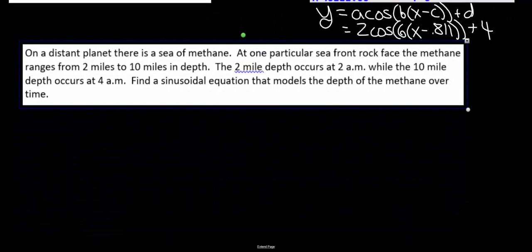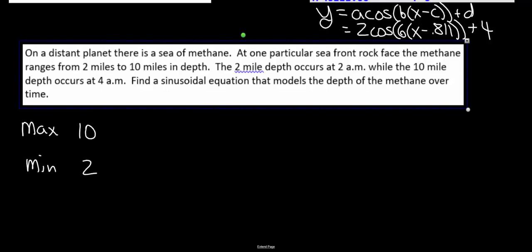Now, let's think about this one. So we've got this distant planet where there's a sea of methane. Now, the methane rises from 2 miles to 10 miles in depth. So it's like we have a high tide and a low tide, right? So what they gave us here was the low point and the high point. We're not looking at a graph now, we're looking at the wording. So we've got a max of 10. We've got a min of 2.